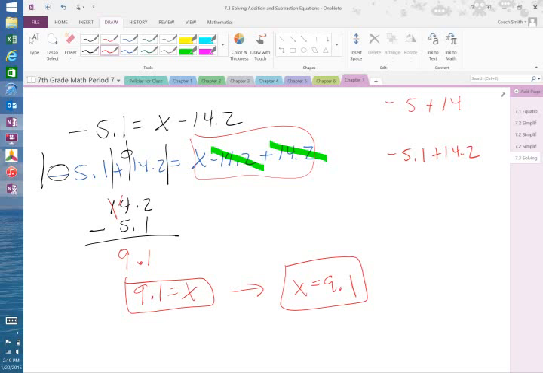I didn't, because you have to borrow. You can't do 4 minus 5. I borrowed from that one because I can't do 4 minus 5. And so I just didn't finish it out. That's 0. And I added the 1 to the 4, which made it 14.